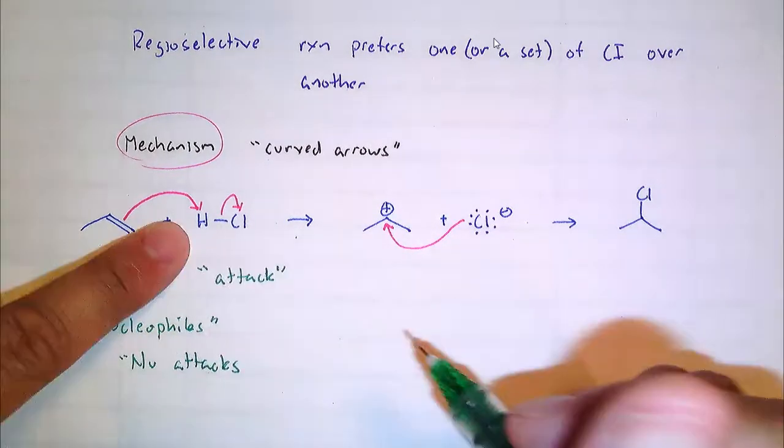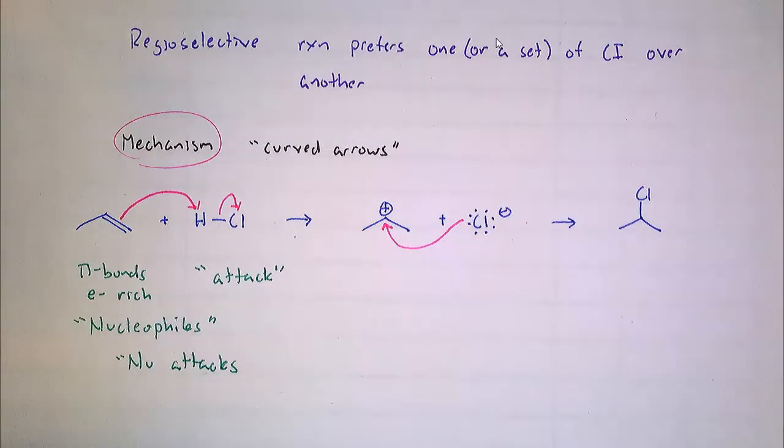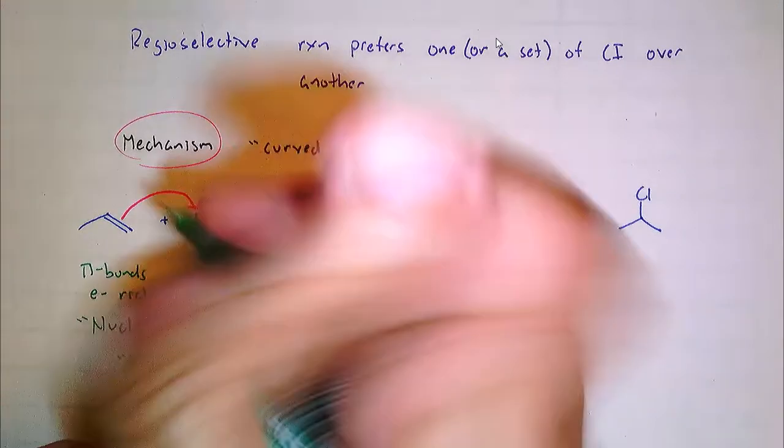And what do they call this? This is called the electrophile. They come in pairs. The nucleophile is attracted to the electrophile. The electrophile loves electrons.